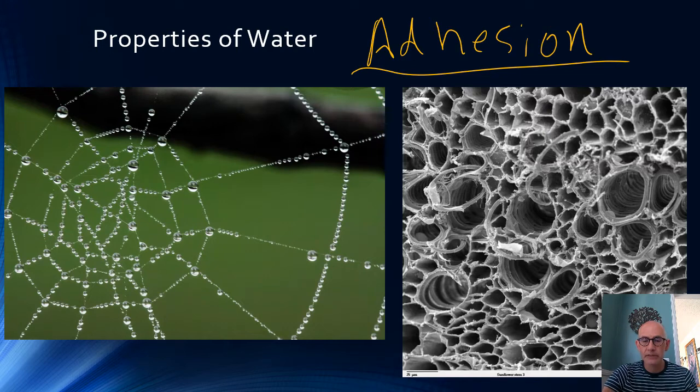On the right, we see this microscopic view of a cross-section of a plant stem. And these are all the little tiny tubes that draw the water up through the plant. These tiny tubes are called xylem, and the tubes are made out of cellulose, which is essentially wood fiber.